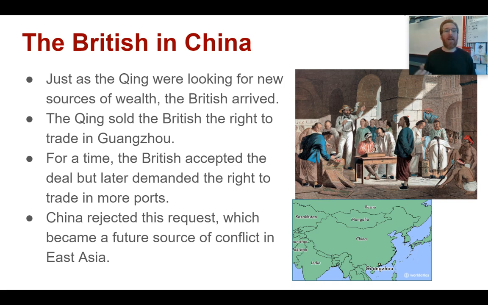But later on, they will demand that China allow them to trade in other ports as well, to expand their trading rights. China is going to reject this request. They're going to say, no, we still want to make sure that our nation is focused on China first. We don't want too much foreign interference, foreign influence, and so no, you may not trade in other places. We'll get to this later, but that will be the seeds for some serious problems and conflicts between China and Great Britain. The fact that China is not allowing them to trade in more places.